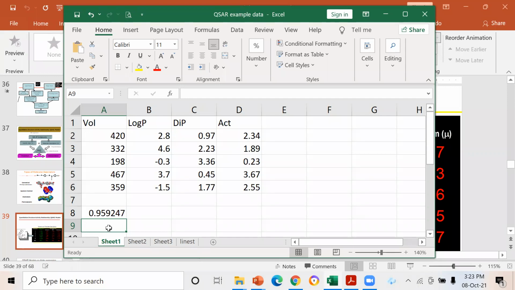Especially when you are doing experimental studies, you will not get such a high correlation coefficient because there will be a lot of experimental errors, assay errors. Biology always gives a lot of errors. You may go up to 0.7.